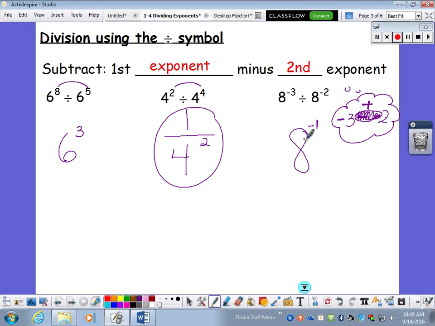Okay? Now you can go back and do this little trick where you put the fraction bar in the 1 and erase the negative, or you can rewrite it, 1/8 to the 1st power. Your choice. Okay?